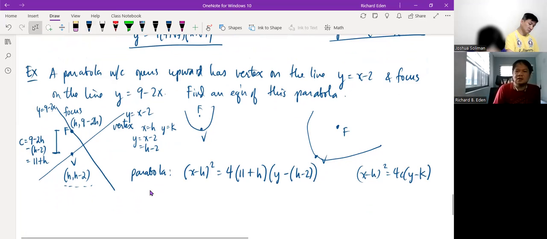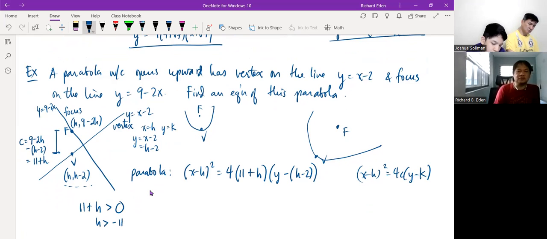Okay. So this can be simplified, of course, pero dapat, for this to work, 11 plus h must be positive. All right. Kasi ng parabola natin dapat paakyat eh. So dapat h must be greater than negative 11.